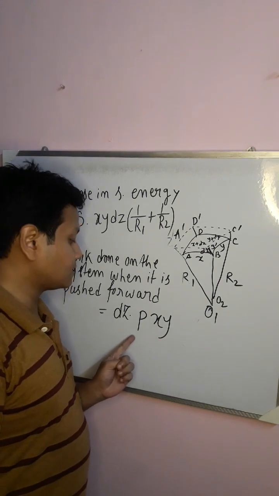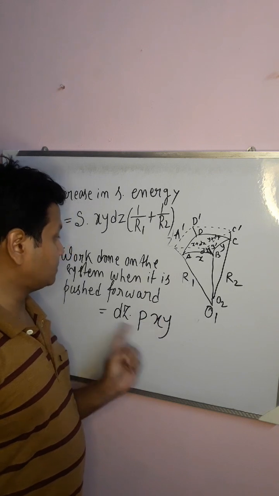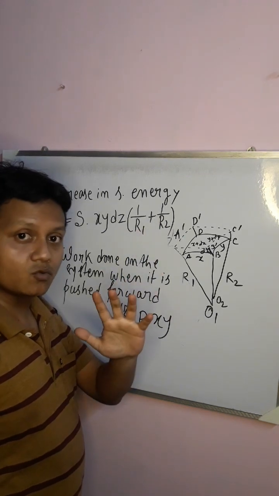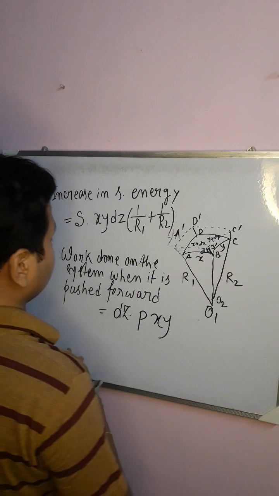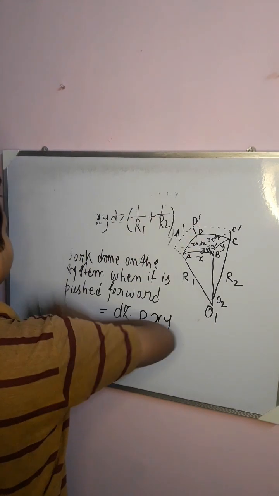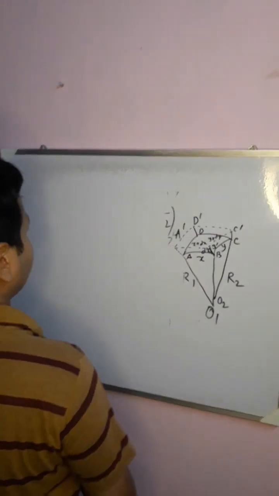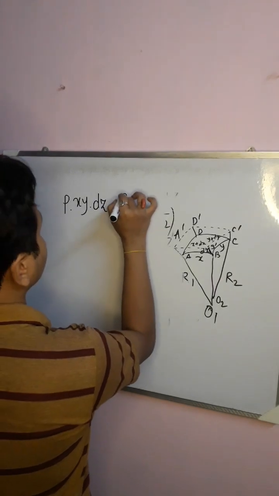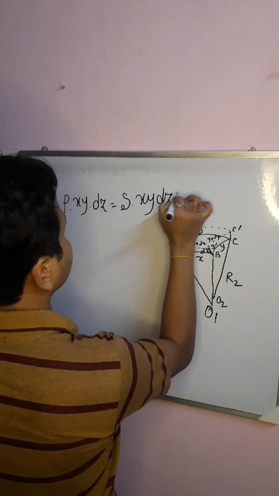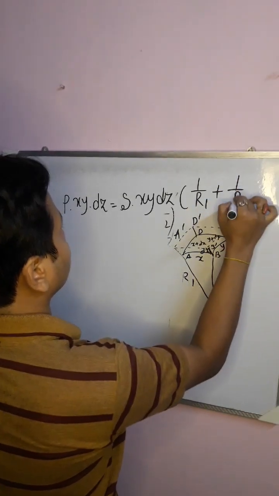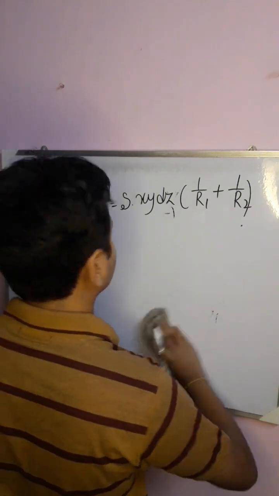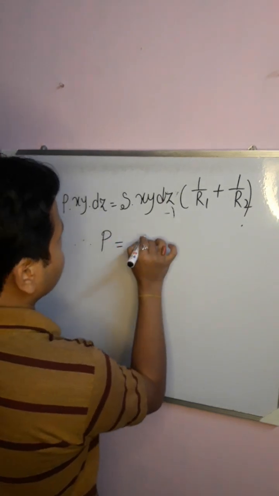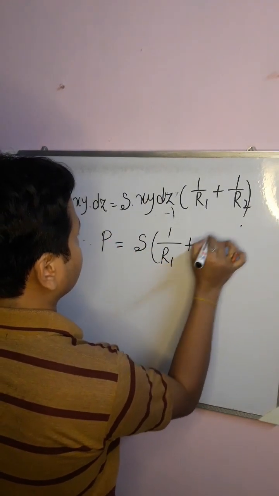So P is the excess pressure in the concave side and this is the area, so this is the work done. Now this is work done and this is energy, and both are equal under equilibrium. So under equilibrium these two terms are equal, that means P into xy into dz equals S into xy dz into (1 by R1 plus 1 by R2). So xy dz cancels. So what is P? P is simply S into (1 by R1 plus 1 by R2).